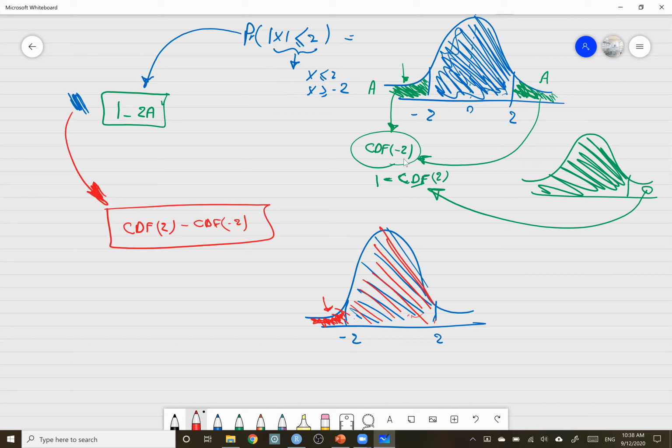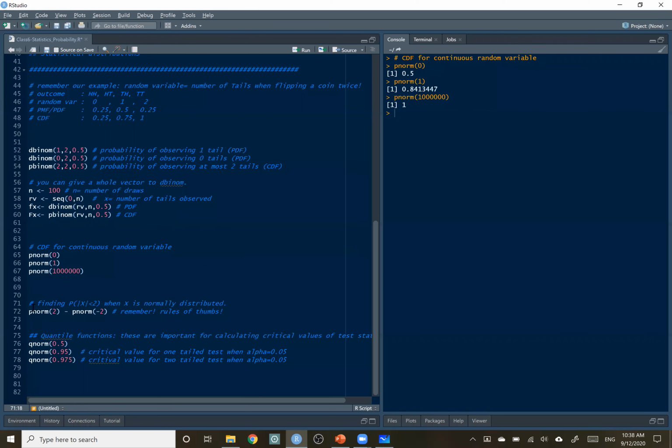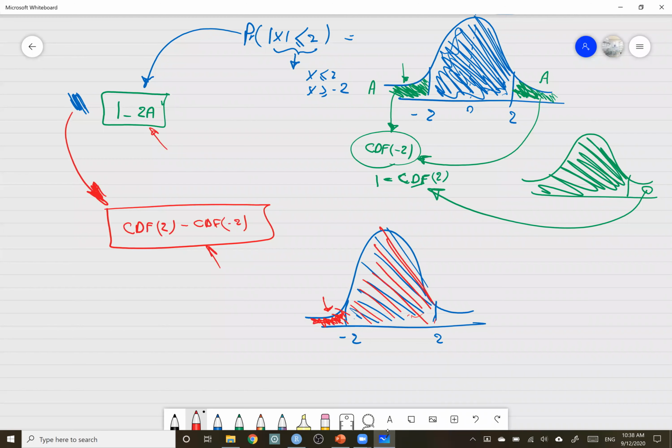Okay, so let's see if we get the same answer in R. First we're going to do it this way, and then we're going to do it this way. CDF of 2 minus CDF of minus 2. So what is CDF of 2? pnorm 2. What is CDF of minus 2? pnorm minus 2. So the answer is 95%. So this shaded area, the blue shaded area, is going to be 95%.